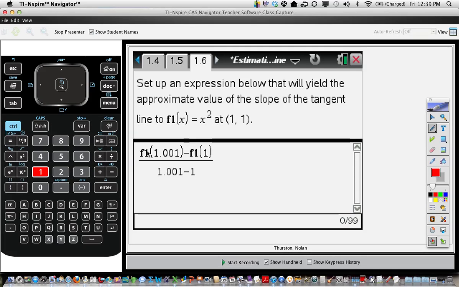Right now, that just should really be automatic to you. When I say the slope formula, I don't want you thinking y2 minus y1 anymore. That's kid stuff, right? That's algebra 1, right? We think f of b minus f of a over b minus a. We think f1 of 1.01 minus f1 of 1. That's what we think of when we do slope.